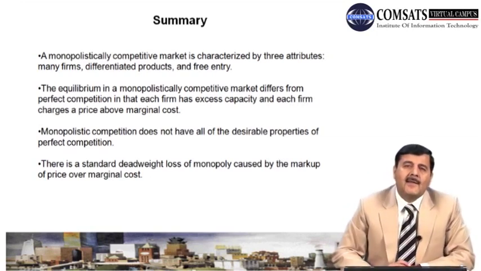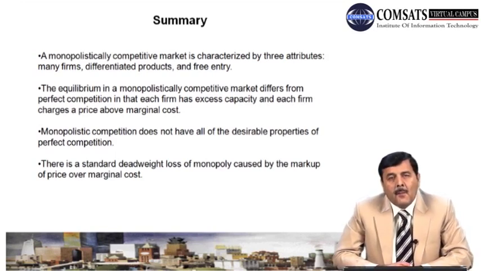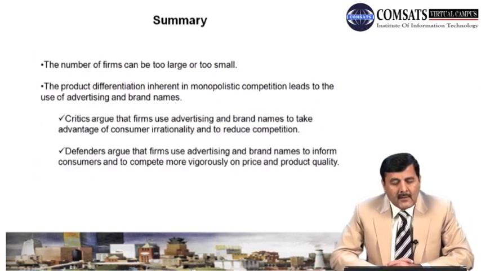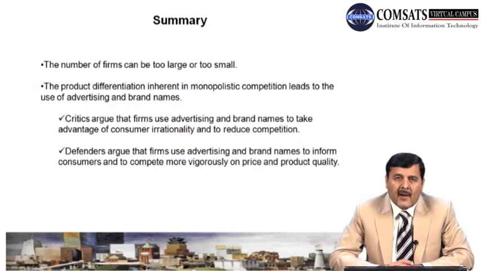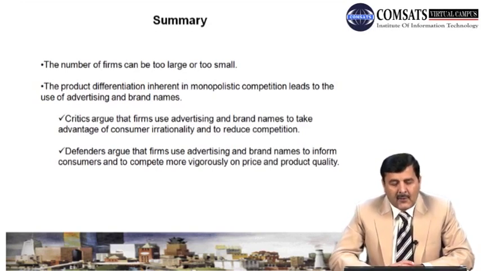जो दूसरा पॉइंट हमने बात की, we have talked about the markup, price is greater than marginal cost in case of monopolistic competition, and we have explained this with the help of a diagram, but in case of perfect competition price is equal to marginal cost. Number of firms can be, so we cannot say in case of monopolistic competition very clearly. Sometimes there are very large number of firms in the market, in the industry, sometimes small.